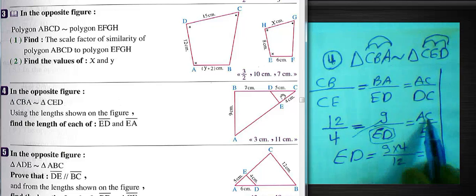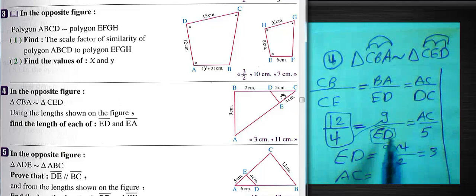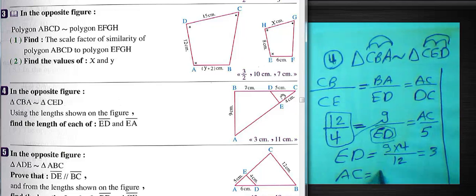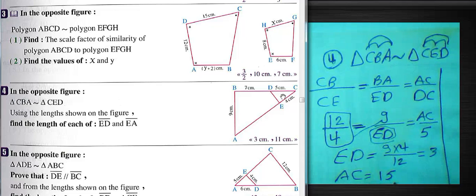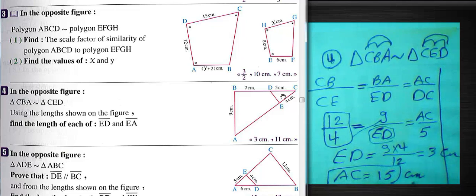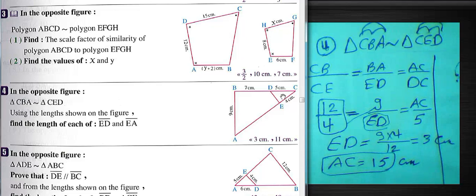Then we can find AC: 12 divided by 4 equals 3, and 3 times 5 equals 15. Okay, AC equals 15 centimeters and ED equals 3 centimeters. So he wants to find the length of EA.